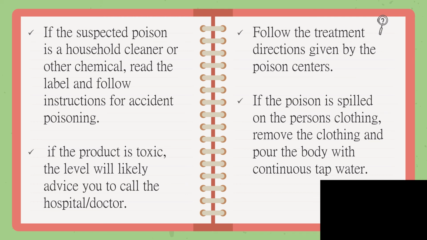And then number 6, if the poison is spilled on the person's clothing, remove the clothing and pour continuous tap water over the body. So especially, for example, yung muriatic acid, mainit yun sa katawan. Just in case na natapunan ka, tanggalin or palitan yung damit kasi mainit sa skin yun. At buhusan ng malinis na tubig para kahit papaano maging komportable yung taong naaksidente.